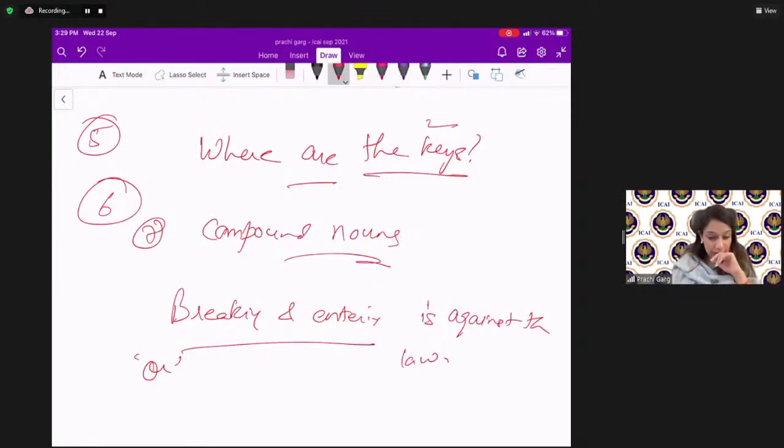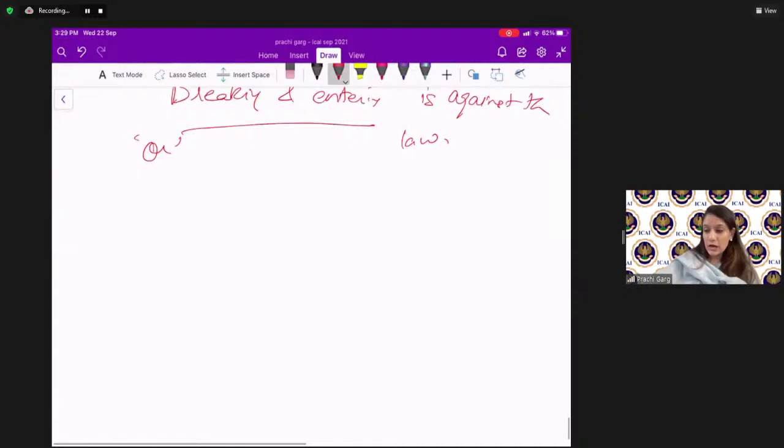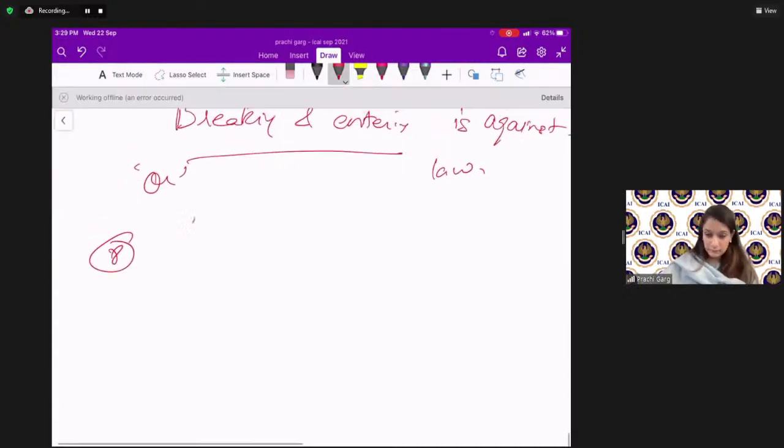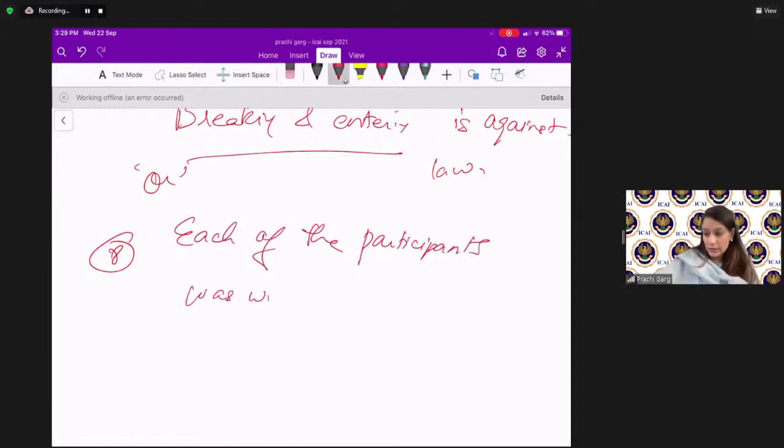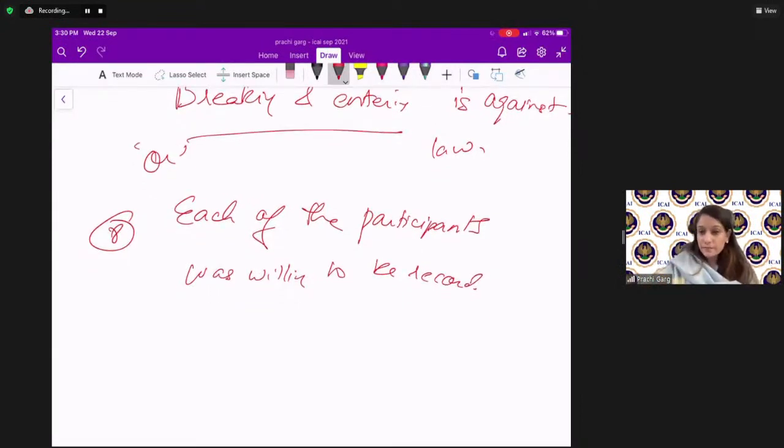Okay. So next one is each, every, no, and the verb is singular. Whenever we are using each, every, no, such words, the verb becomes singular. Now how? Each of the participants was willing to be recorded. So we are talking about each of the participants, like every participant, was willing.